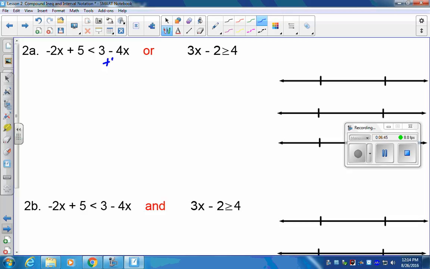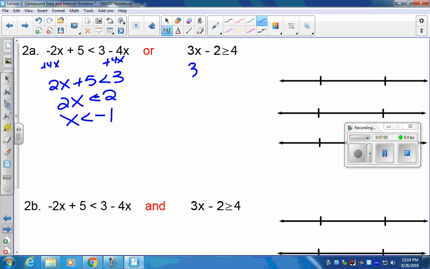I'm going to add 4x to both sides. So I've got 2x plus 5 is less than 3. Subtract 5 on both sides. I've got 2x is less than negative 2. Divide, x is less than negative 1. Over here, I'm going to add 2, so 3x is greater than or equal to 6. Divided by 3, x is greater than or equal to 2.